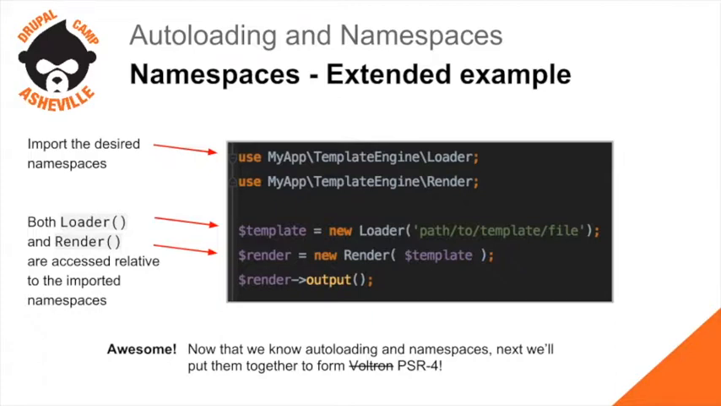Okay, so here we are, another example. My app has a templating engine that's made up of a whole bunch of different classes, specifically a file loader and a renderer. Here, where I'm actually going to output a rendered template, we'll say this is index.php. I import both of these classes by name, by fully qualified namespace, MyApp\TemplateEngine\Loader and MyApp\TemplateEngine\Renderer. And now I can just access those classes directly throughout the rest of the script.